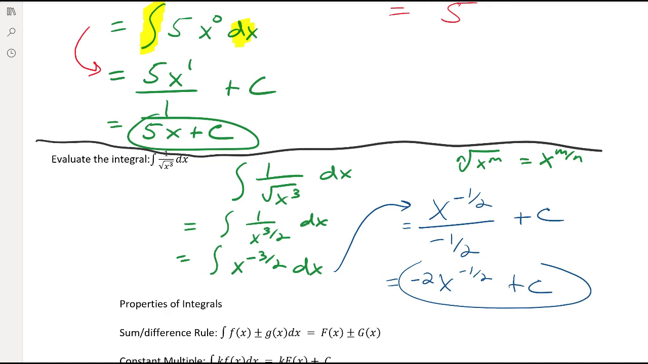And there we go, folks. That is our antiderivative. If you don't believe that's the correct answer, I want you to take a few minutes and check yourself by taking the derivative.